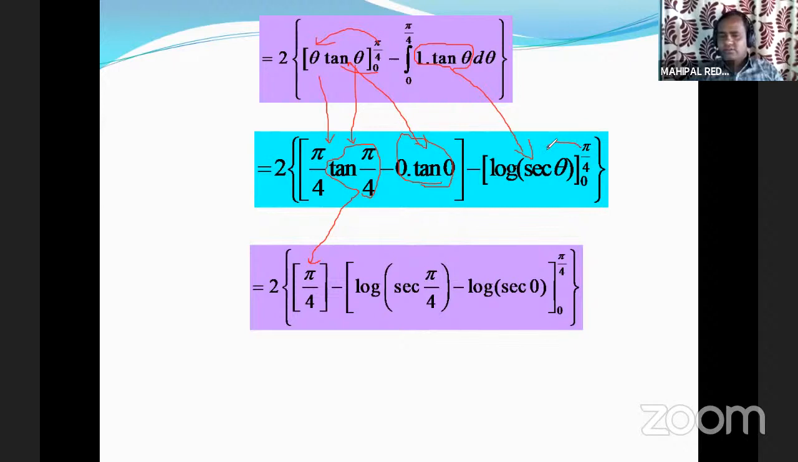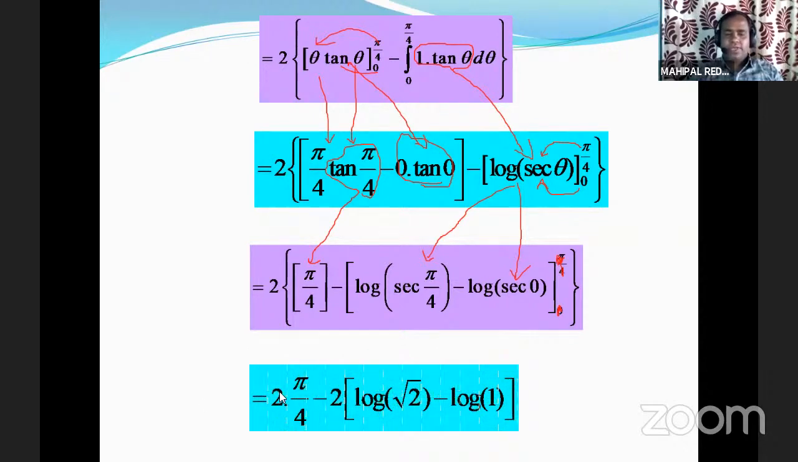Now substitute the upper limit: log of sec pi by 4, and substitute the lower limit: minus log of sec 0. The bracket will not be there because we have already substituted the upper limit and lower limit. So what is it now? 2 into pi by 4, I multiply the 2 also: 2 into pi by 4 minus 2 log of sec pi by 4.